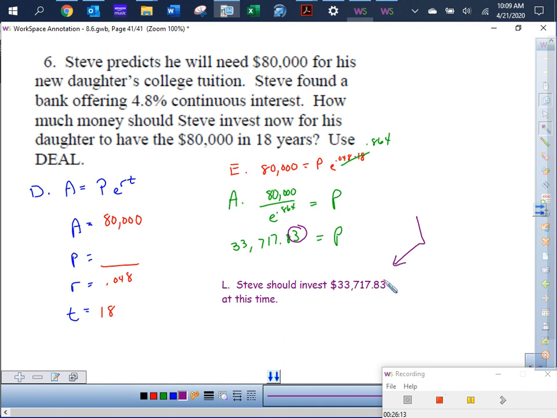Now, a normal person would see this amount. This is what the financial planner comes back with, and they'd probably just round that to, like, oh, so I'll do like $33,800 or whatever. Some people might even go up to $35,000. But this is the minimum amount that he needs to invest now for this scenario to work out for him.